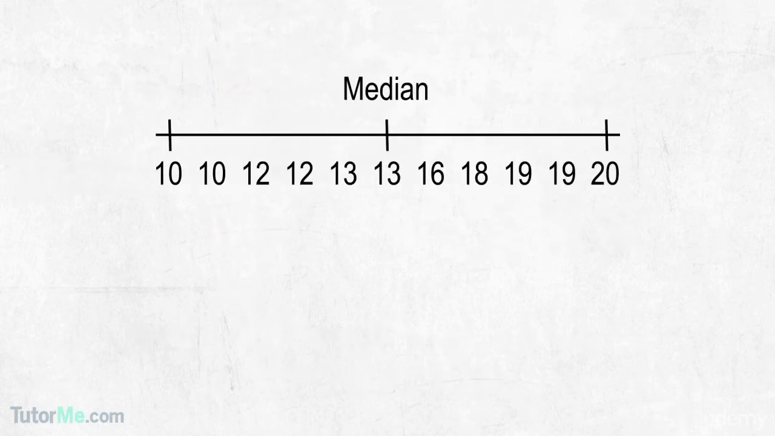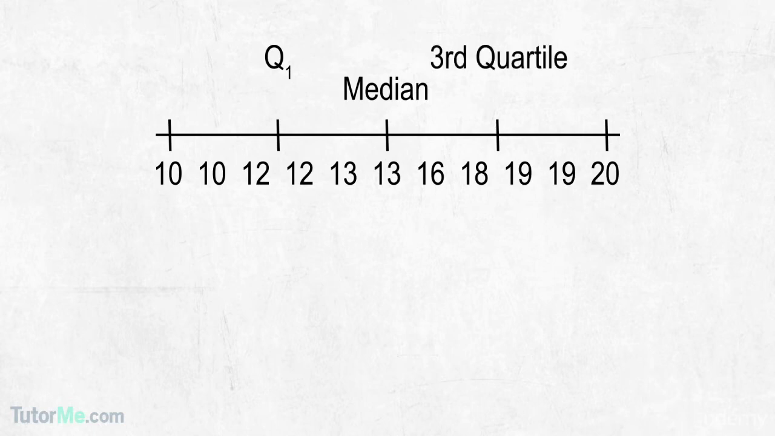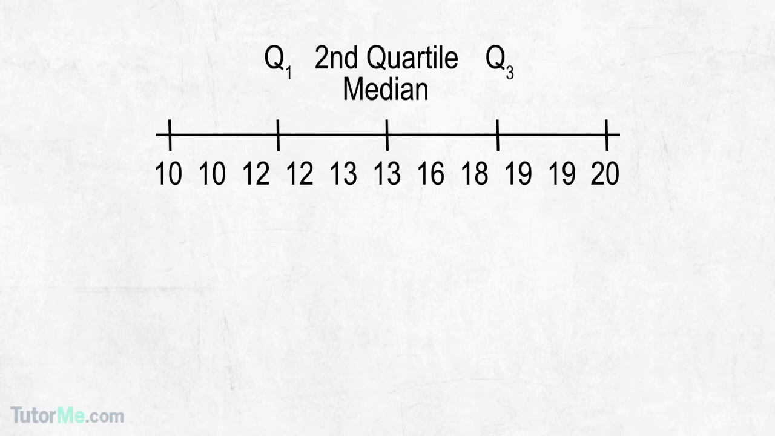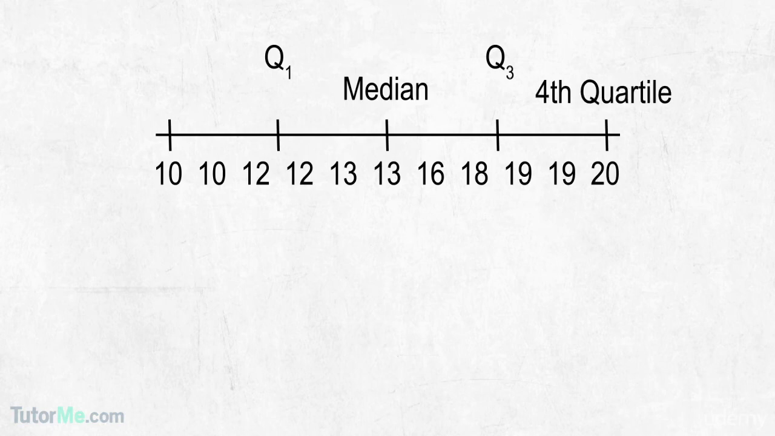Quartiles take the median of a group of numbers and split it into quarters. Halfway from the beginning to the median is the first quartile, or Q1, and halfway between the median and the end is the third quartile, or Q3. The median could be called the second quartile, but to keep things simple, let's still refer to that as the median. And the fourth quartile would be the last number in the line.